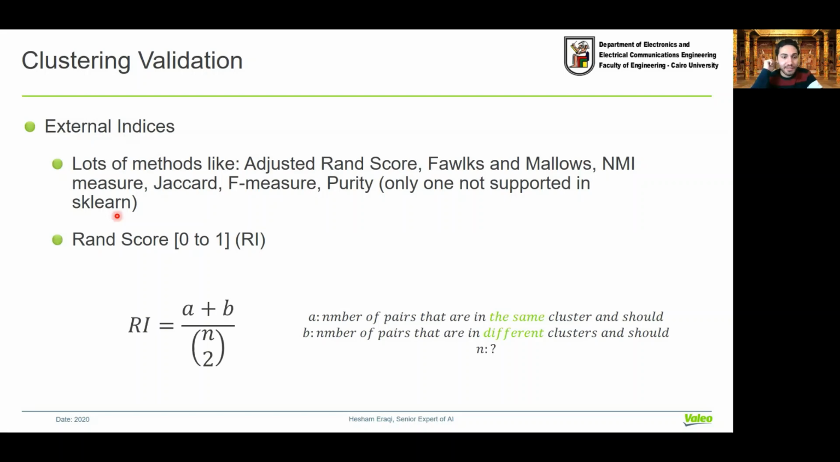One of the indices that we are going to cover is the random score. It's an index that gives you a value from 0 to 1. 1 means that the outcome of the clustering is very good. 0 means that it is very bad. And actually, the RI index is calculated like this: it's equal to A plus B over N combination 2.